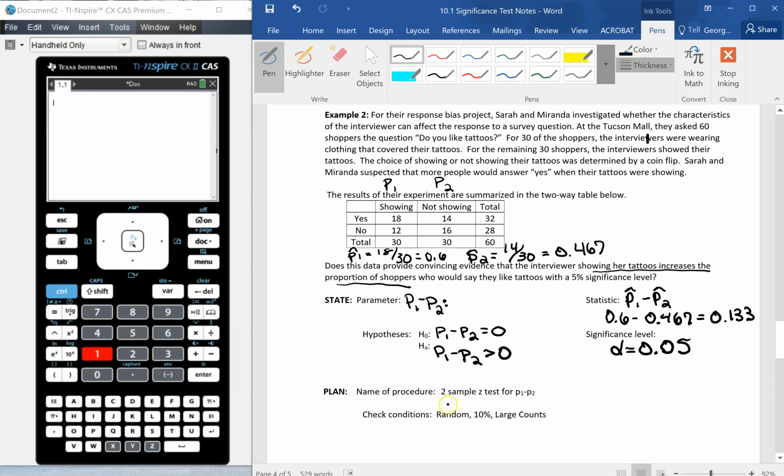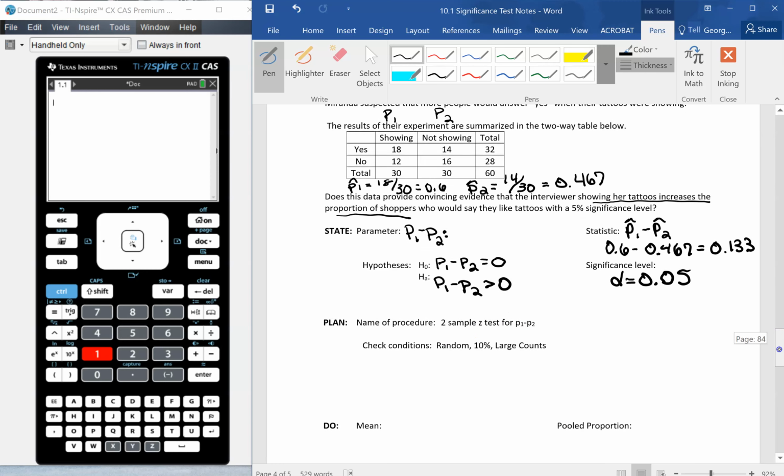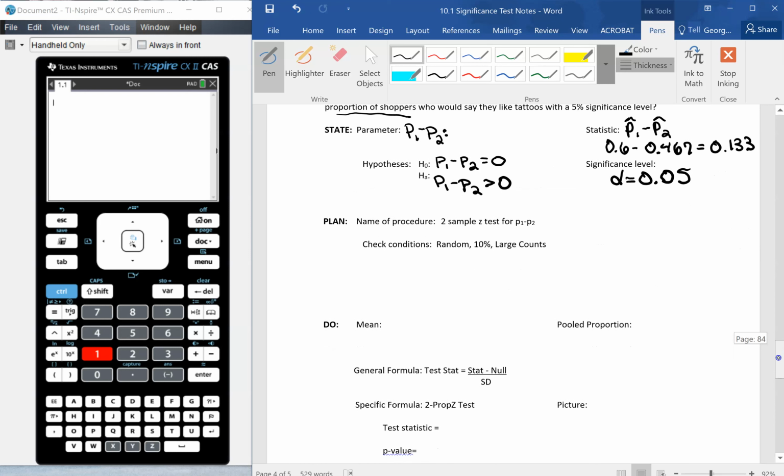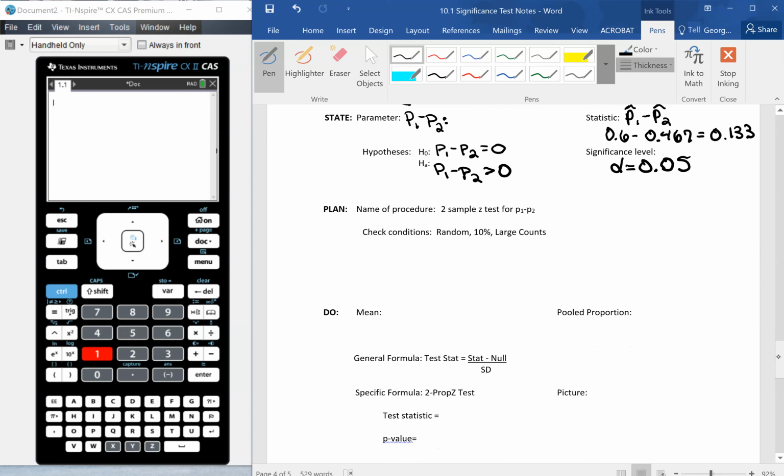Alright, so two sample z-test for P1 minus P2. We have to do our usual conditions, so random, 10%, and large counts. For random, it is random. They don't actually say the words in there, but they say that they flipped a coin to decide whether they were showing their tattoos or not. So it was random assignment.